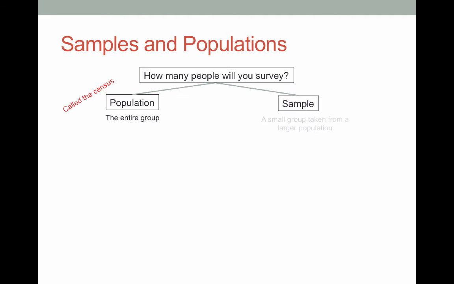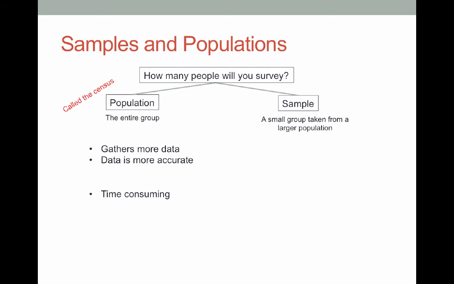Now, the sample is just a small group taken from a larger population. And we're going to have a look at the reasons why you would want to do that in just a second. But let's take a look at the population. Why would you want to take a survey of an entire population? Well, for one, it gathers more data. And with more data, it means that it's more accurate. The problem with this is that it's very time consuming to do this, and it's also very expensive. You need to hire people to get the information, and then collate it, and then distribute the information.